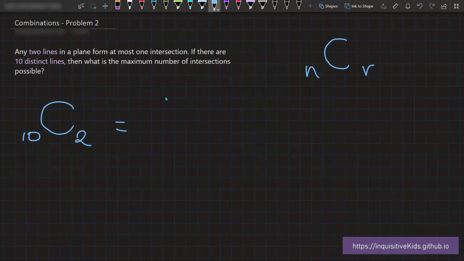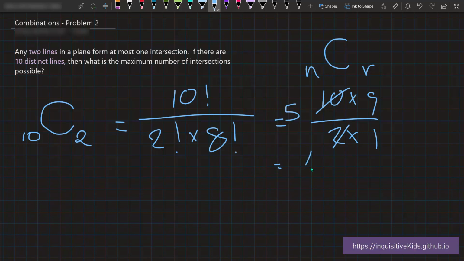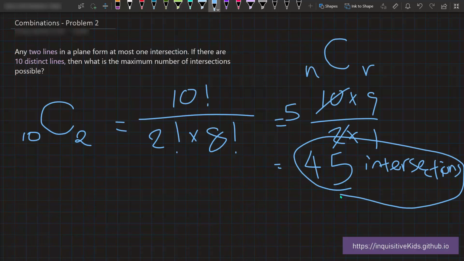And now all you have to do is solve. So the numerator is 10 factorial, and on the bottom we have 2 factorial times 8 factorial, 8 being the difference of 10 and 2. This can be simplified into 10 times 9 over 2 times 1, which after we simplify, we have 45. So there are 45 intersections possible maximum.